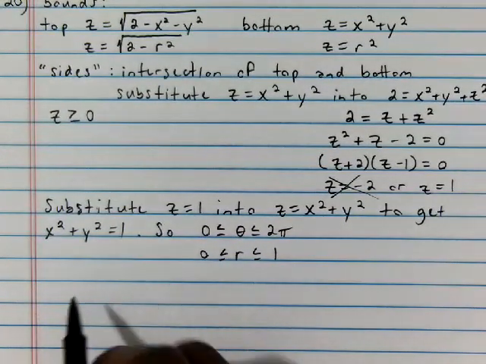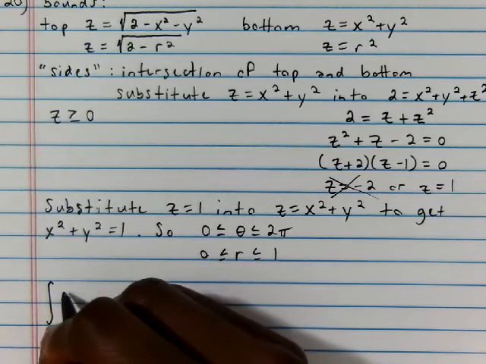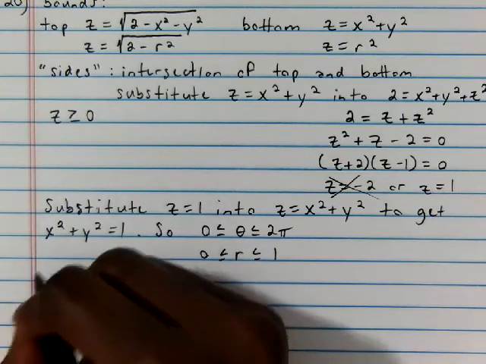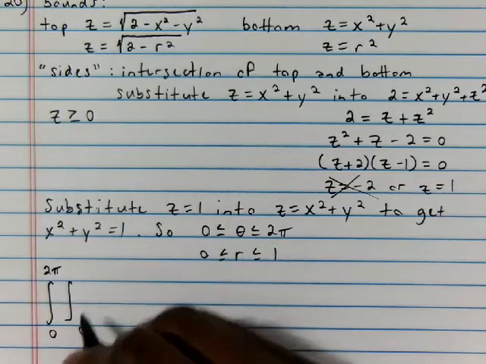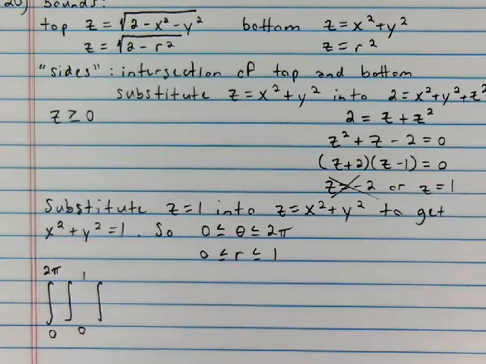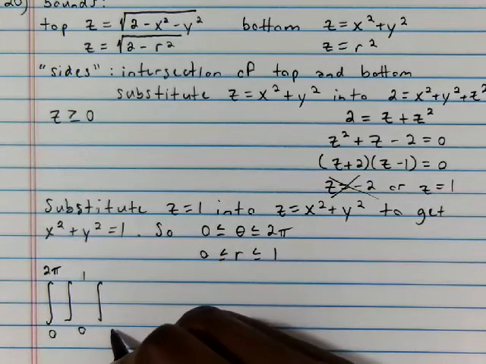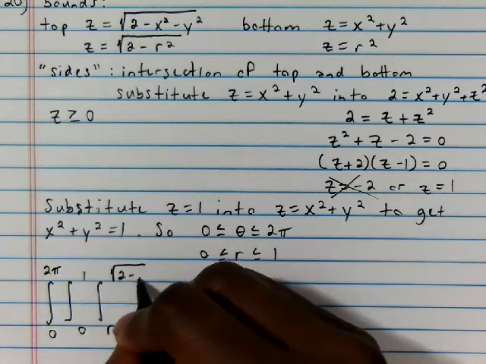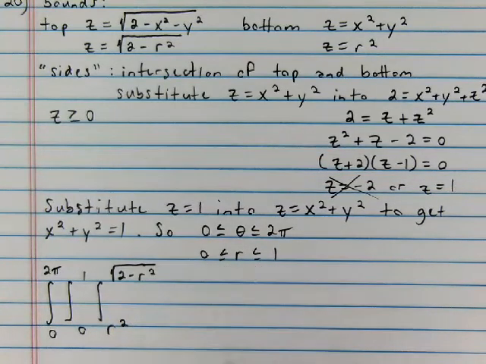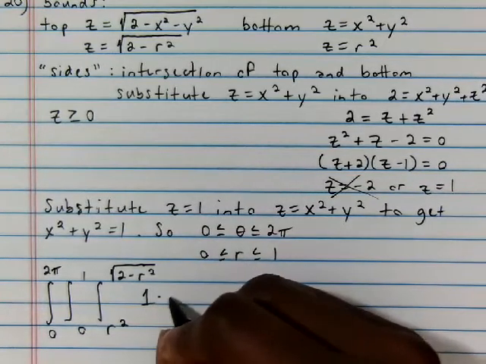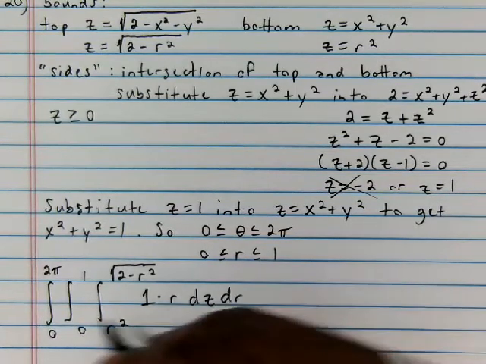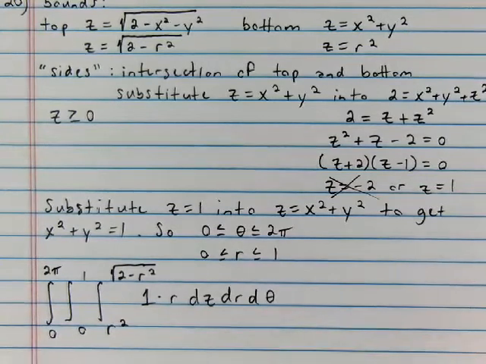And for sake of time, I'm not going to write down what d is because I want to see if I can squeeze in one more example before our time runs out. So 0 to 2 pi for our theta, 0 to 1 for our r, and z goes from, our bottom was r squared, our top was the square root of 2 minus r squared. Now we were asked for a volume of this region, so our integrand is 1, but then don't forget about times that r, and then these are z's, dz, dr, d theta.